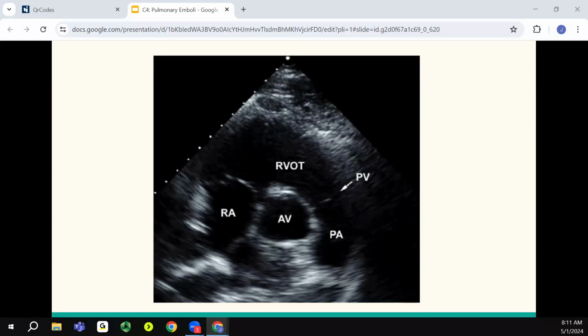You can even sometimes see the pulmonary artery bifurcate. This is a good view to get for your patients that you think might have a PE, because you can actually sometimes visualize clot in the PA, which is pretty useful in your diagnosis. But if not, this is the view that you're getting.